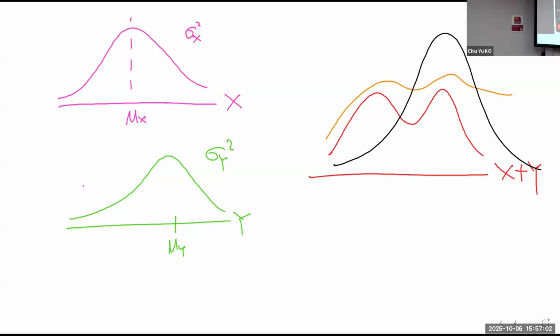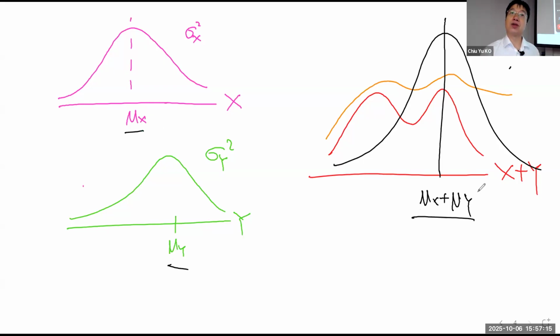Very surprising. And of course, where is the location? It turns out to be just the sum: this plus this is the location. Not surprising. And the variance is just sigma x squared plus sigma y squared, if x and y are independent. Of course, if they're not independent, then we have some more terms. But if it's just independent draws, you close your eyes and draw from X, you close your eyes and draw from Y, it's still a bell.